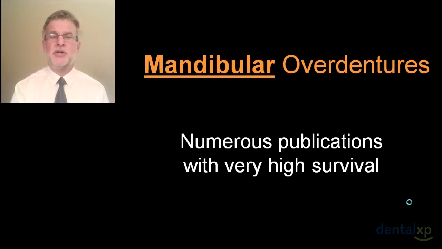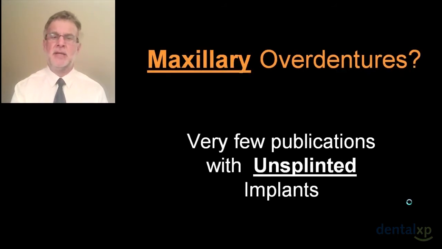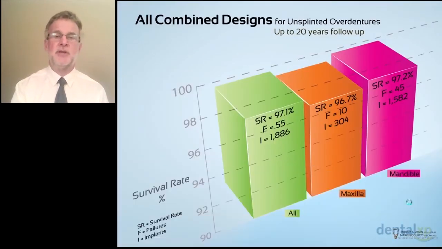But back to overdentures. In the mandible, there have been numerous publications showing very high survival rates, and I don't think there's any argument there. But when we look at maxillary overdentures, and in particular unsplinted maxillary overdentures, there are very few publications, perhaps because traditionally implants in the maxilla for overdentures were often splinted with a bar. Again, traditionally, the original Brånemark implant showed very high failure rates with the maxillary implants in poor quality bone where the implants were short.